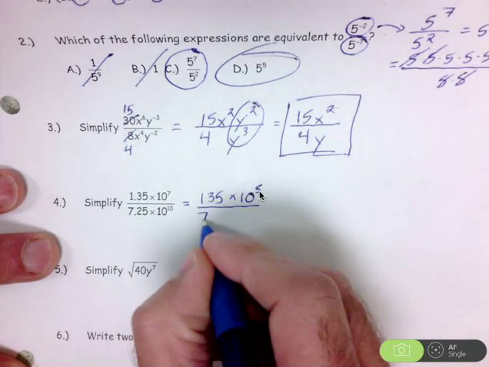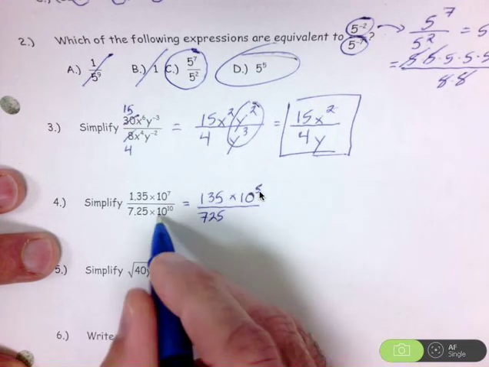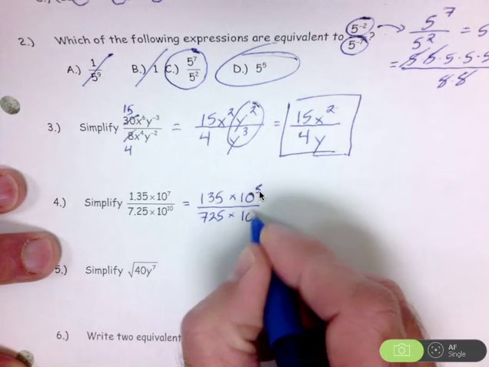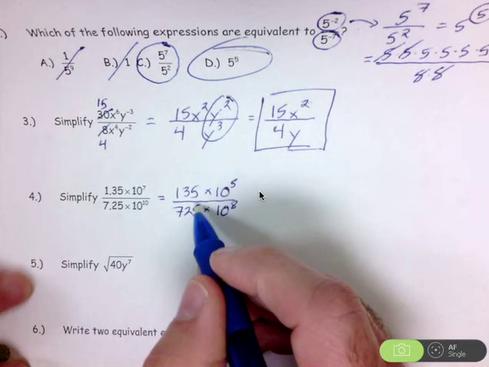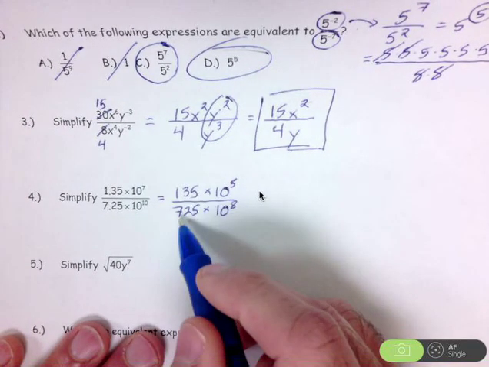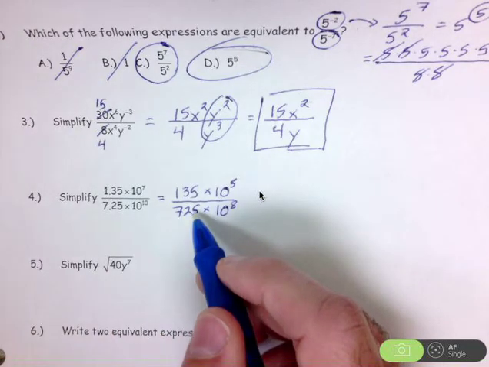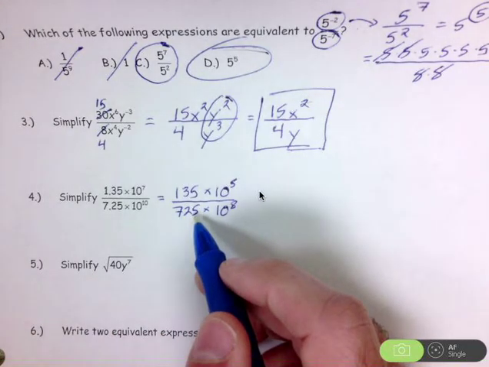I'm going to make it a 725, but by using 2 of those 10s, I only have 10 to the 8th left in the denominator. So now I can cancel the 135 and the 725. I can divide both of those. I can see they both end in 5, so I can divide by 5.